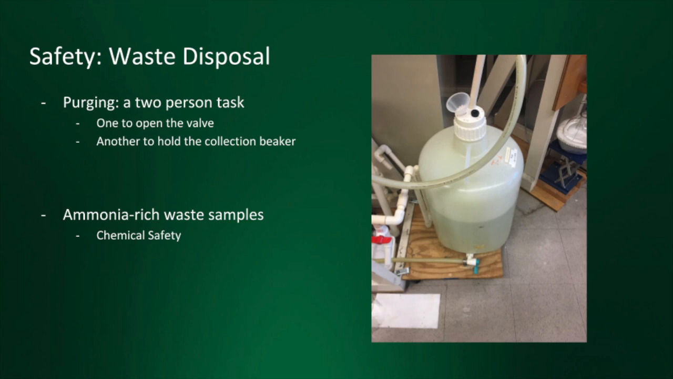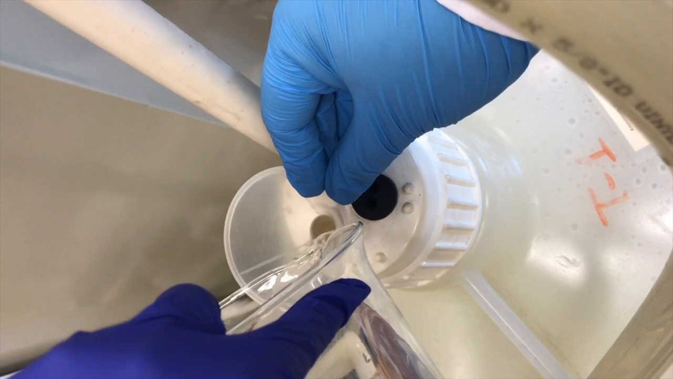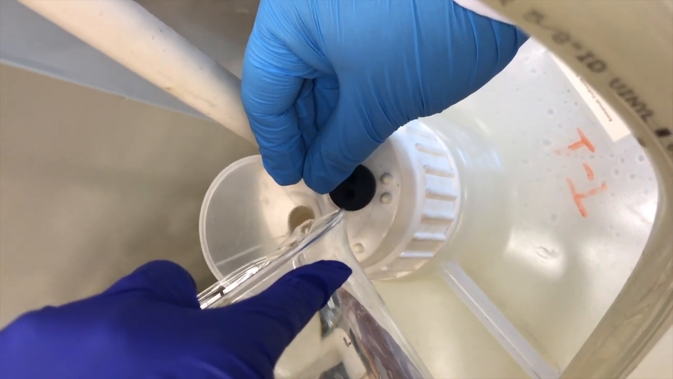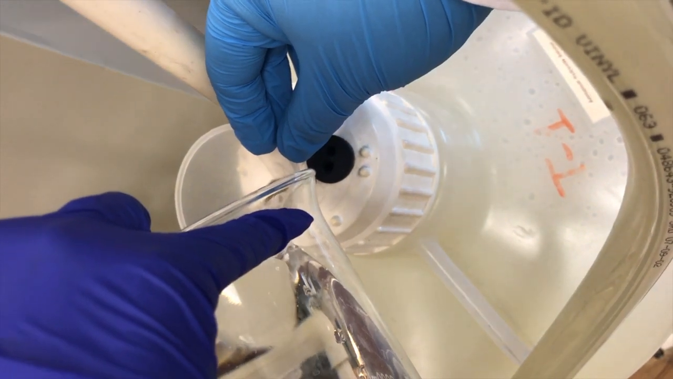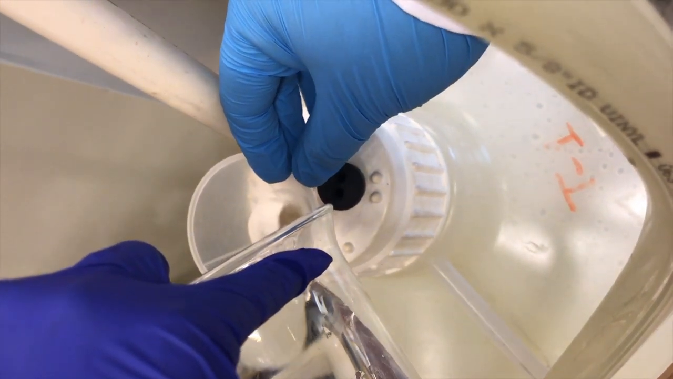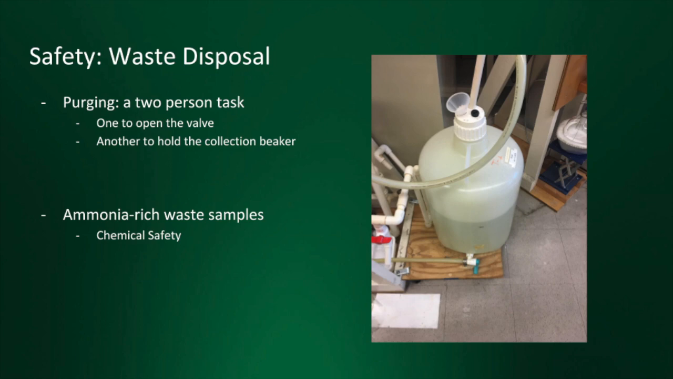As for waste management and disposal, it is important to highlight that the purged liquid can be reintroduced into the holding tank because no chemicals are being mixed. This is, however, a two-person task. One must open and close the valve while the other holds the recipient with both hands for safety. In addition, since this lab deals with ammonia-rich waste solution samples, it is paramount to dispose of these in the appropriate waste bin container under the fume hood.